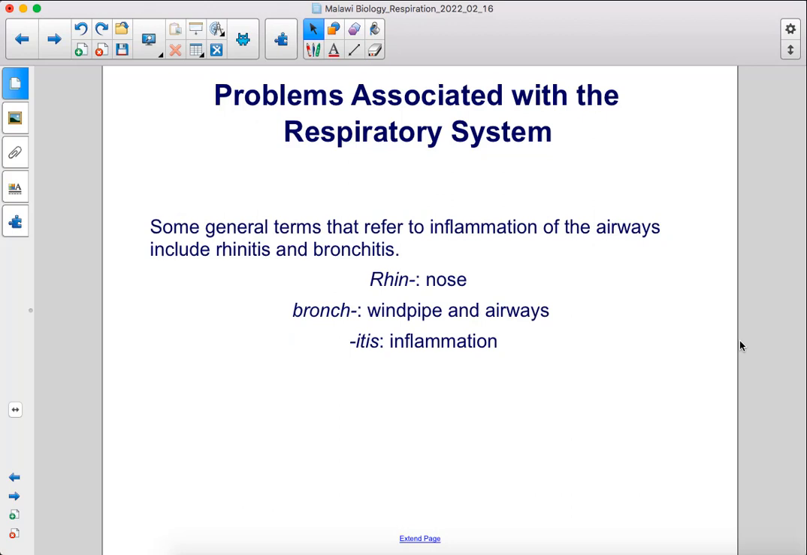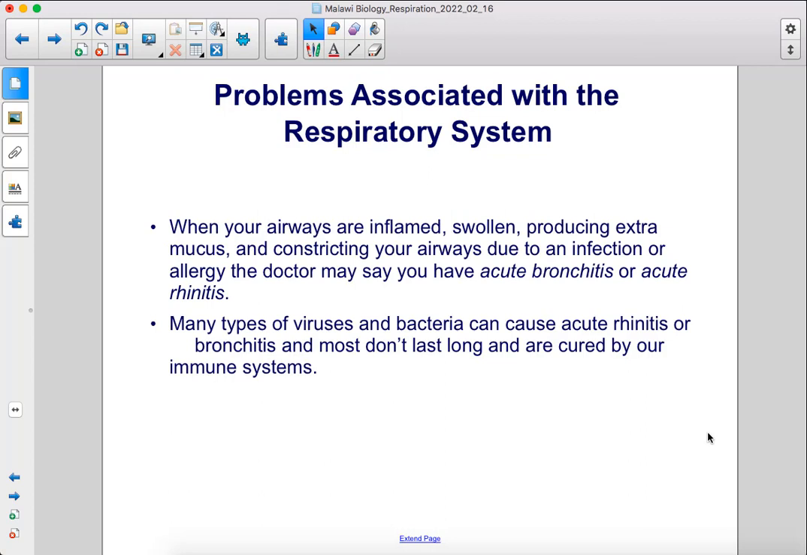Some general terms that refer to inflammation of the airways include rhinitis and bronchitis. Rhin means nose, bronch means windpipe and airways, and itis means inflammation. When your airways are inflamed, swollen, producing extra mucus, and constricting due to an infection or allergy, the doctor may say you have acute bronchitis or acute rhinitis. Many types of viruses and bacteria can cause acute rhinitis or bronchitis, and most don't last long and are cured by our immune systems.